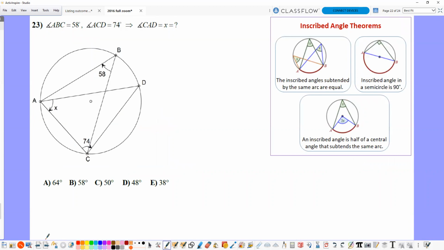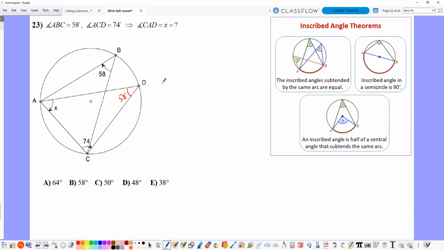Okay, this is the 23rd question, and here we are using the inscribed angle formula. In inscribed angles, if they are looking at the same arc, like this one, arc AC, this angle and this angle should be equal to each other, which means this angle is also 58.